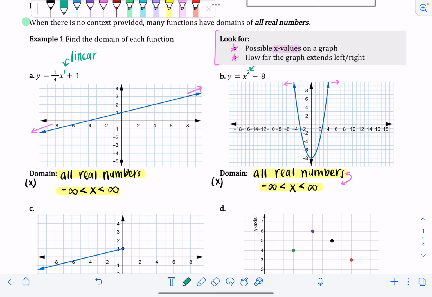And then example 1b, y equals x squared minus 8, was a quadratic equation because the highest power of x was a 2. So if there's no context, these equations, linear and quadratic, will always have domains of all real numbers. The only thing that would change that is if there was context provided, kind of like the Gina's bank account problem.